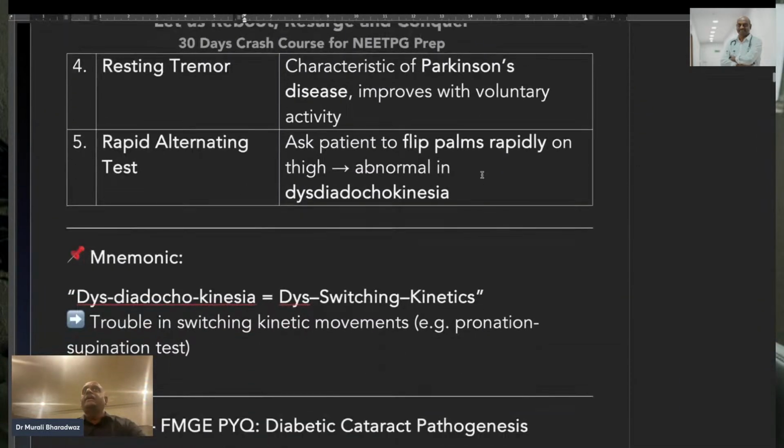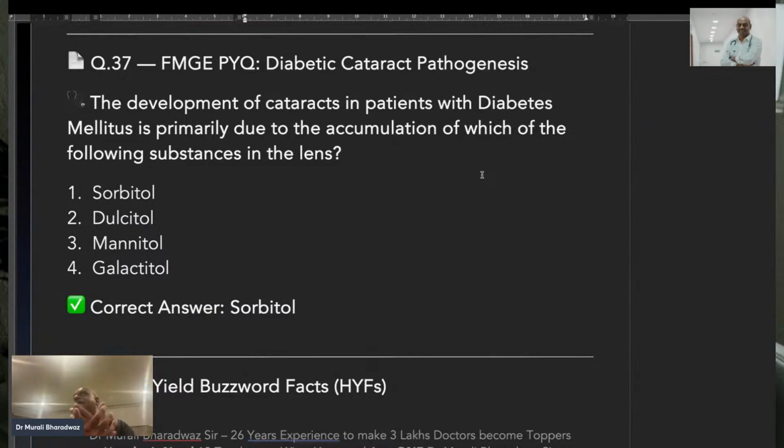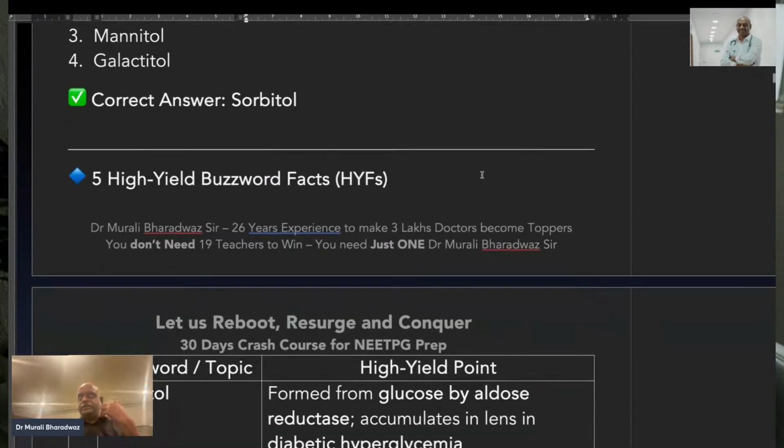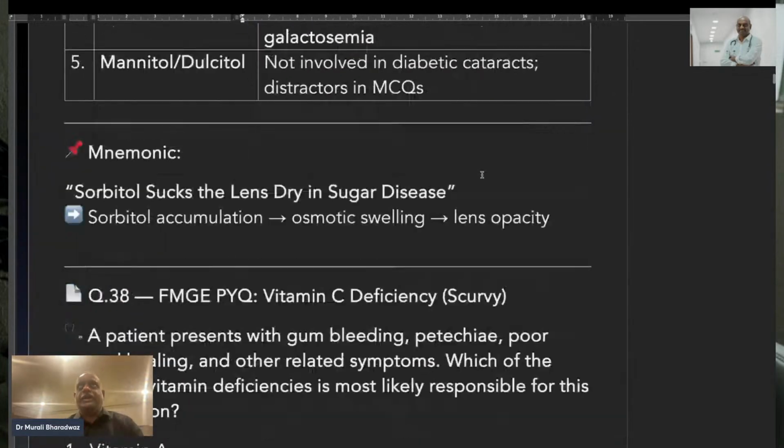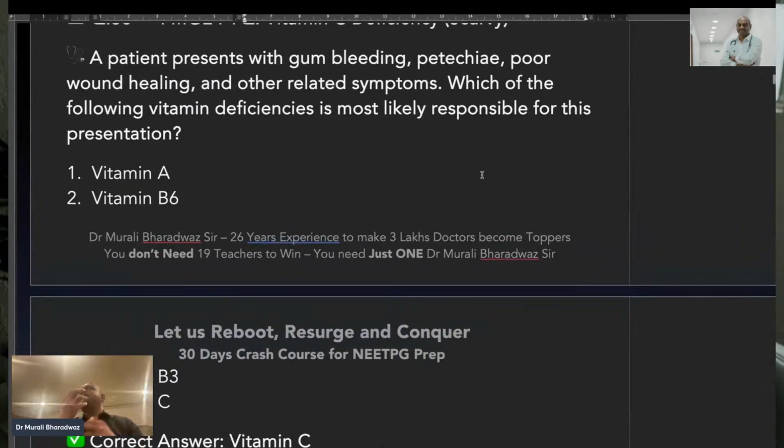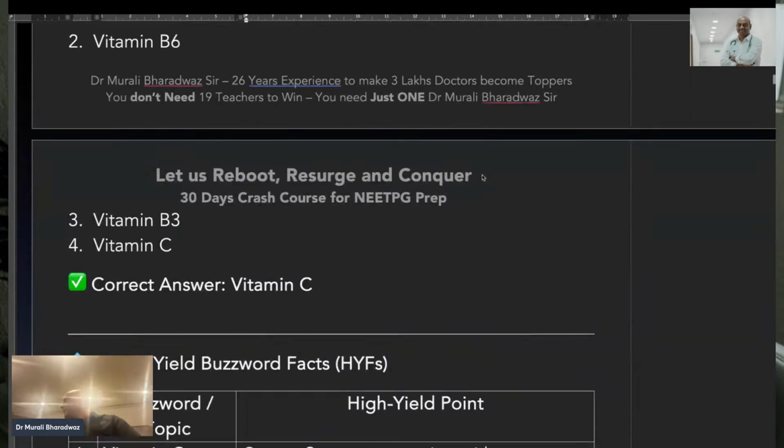Then the development of cataracts in patients with diabetes is due to sorbitol. All that excess glucose becomes aldose reductase, converts into sorbitol, and that is osmotically active. A patient presents with gum bleeding, petechiae, poor wound healing is vitamin C, scurvy.